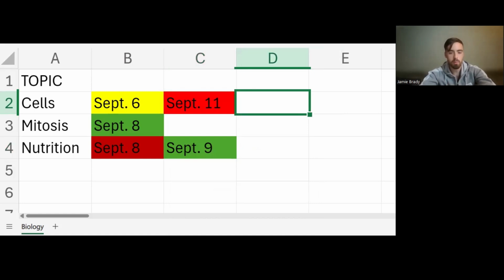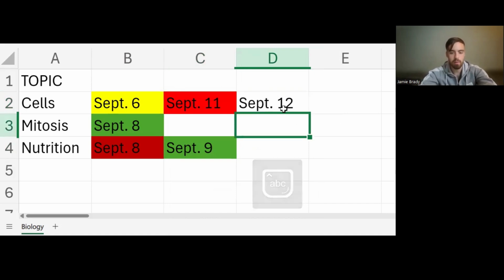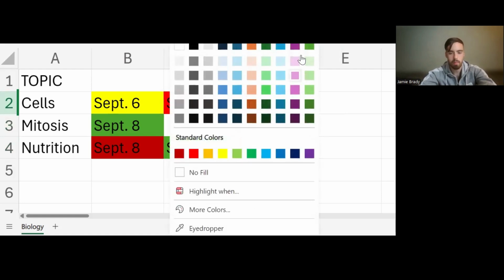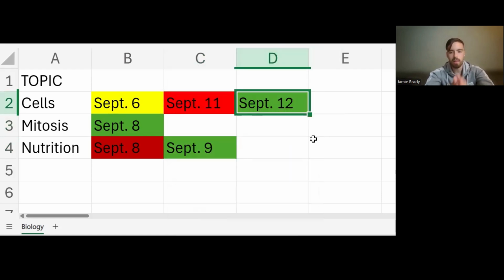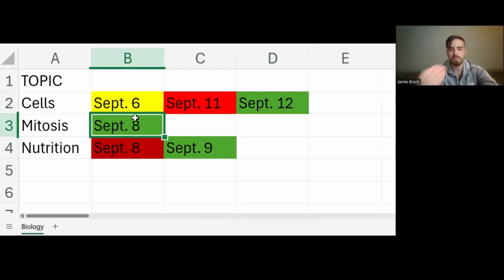If I get to a point where, say, I study cells on September 12th, and it goes absolutely fantastic. I remember everything. There's no problem whatsoever. I mark this as green. Now everything's marked as the same color. So I'm going to study mitosis next because it's been the longest since I've studied that.